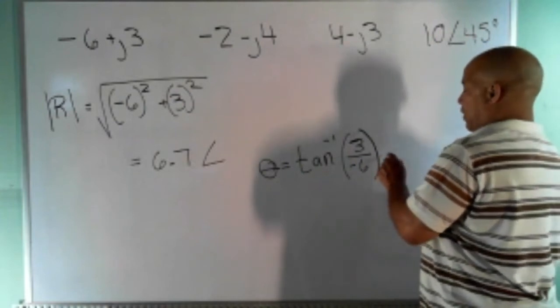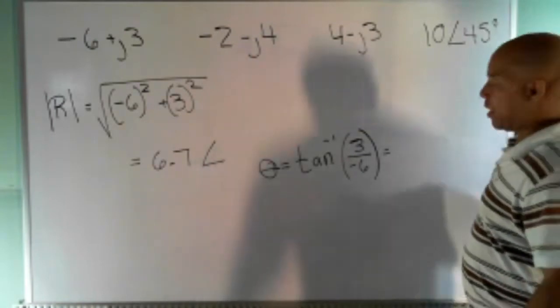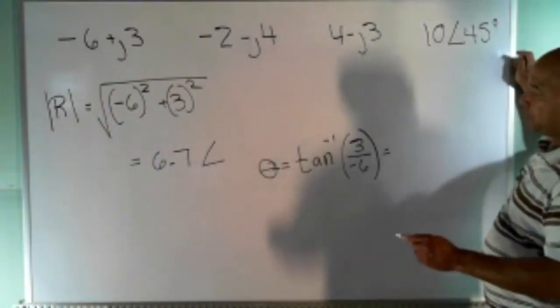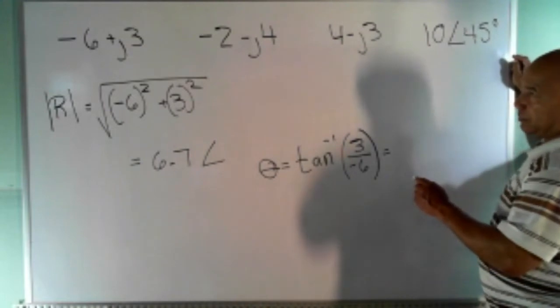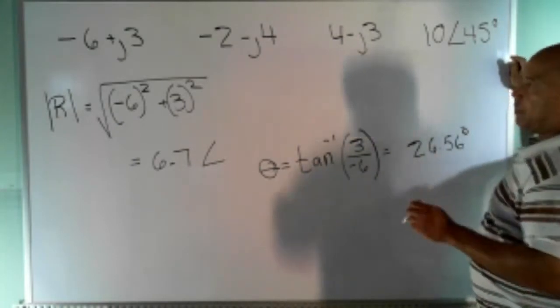Or the inverse tangent of minus 1/2. What do you get when you do this? What's the inverse tangent of negative 0.5? 26.56 degrees. So look at this.